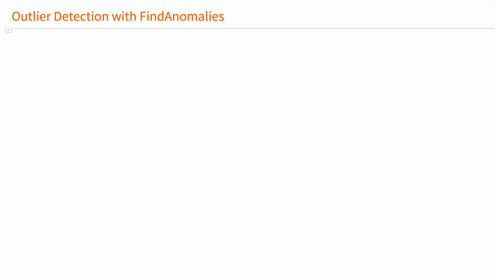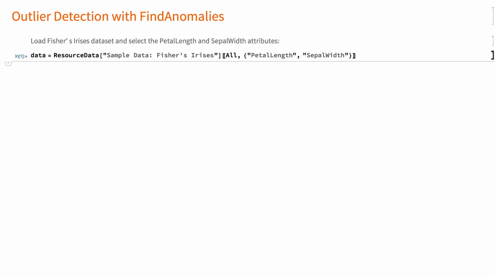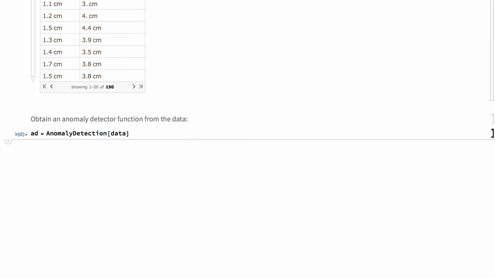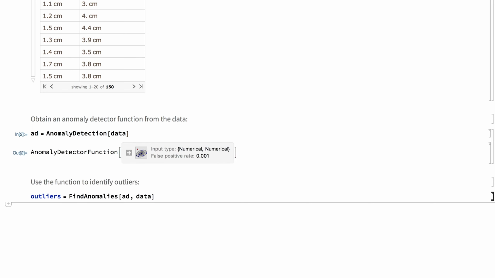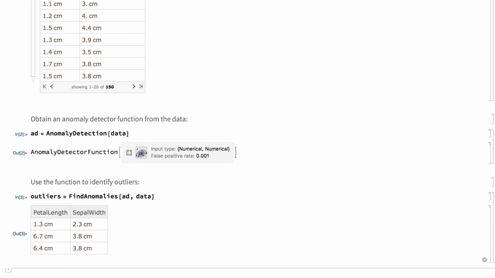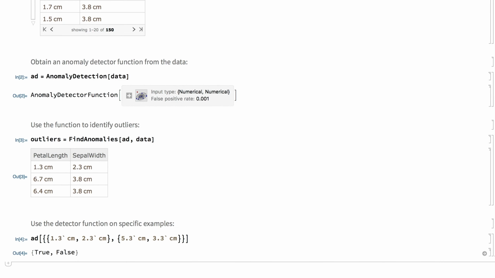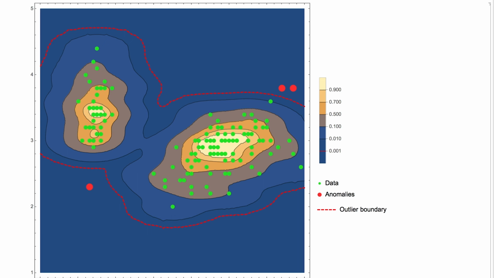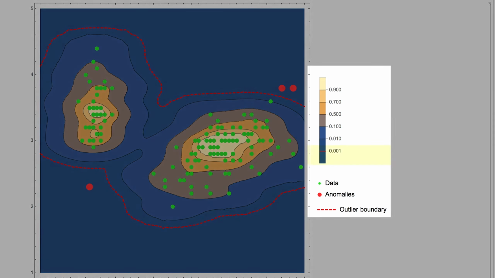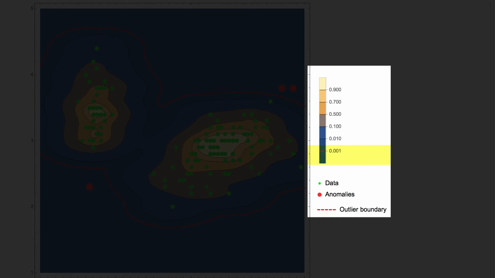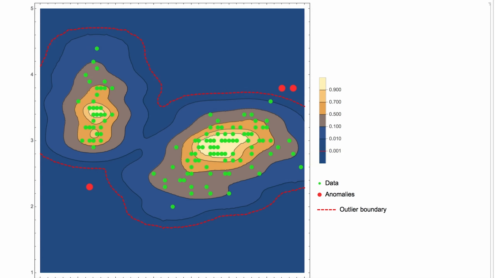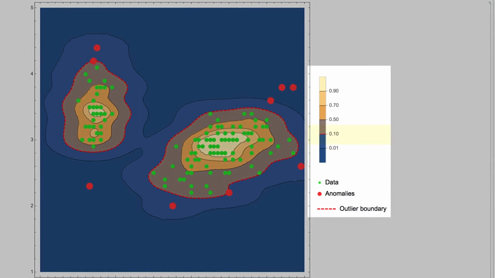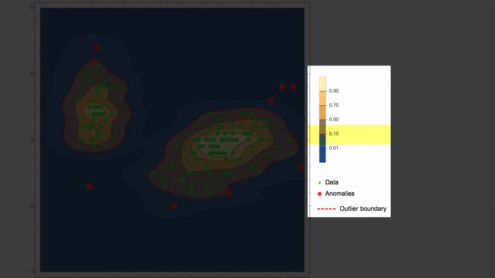Let's revisit the Fisher Iris dataset and try to use anomaly detection on the samples. The detector function can be used to identify outliers from a dataset, or it can be used to provide a verdict, anomaly or not, for individual samples. RarerProbability is used to decide which examples are outliers. By default, any example with a rarer probability smaller than 0.001 is considered an outlier. But we can change this threshold and thus change the outlier decision boundary for the data.